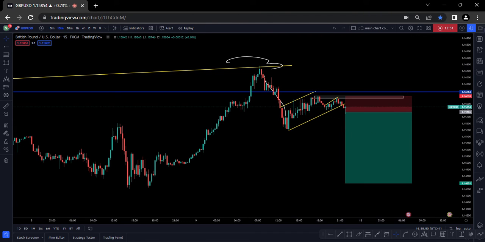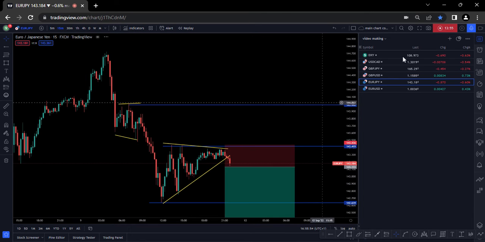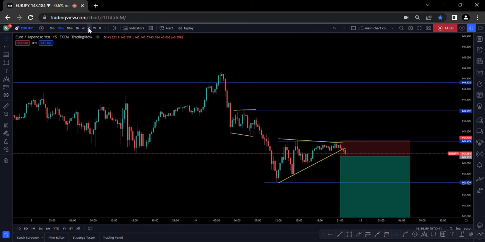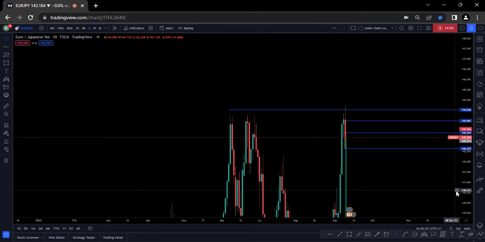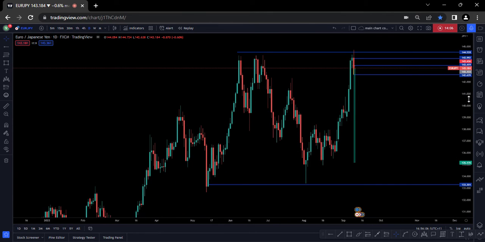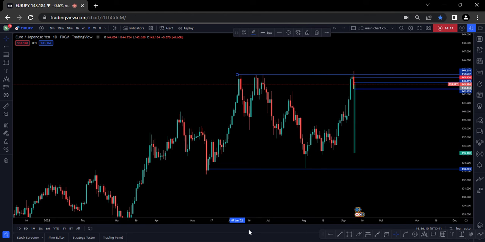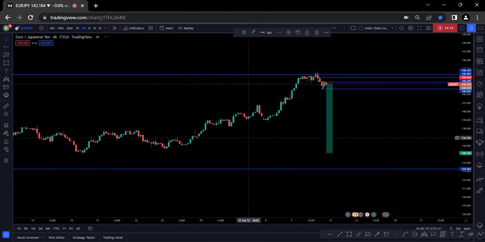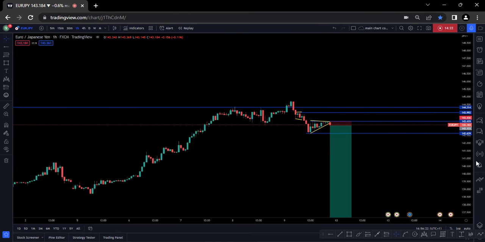So let's check others. This is Euro JPY on the daily. Draw our important areas, our important levels. Let's see the 1 hour for more clarity.